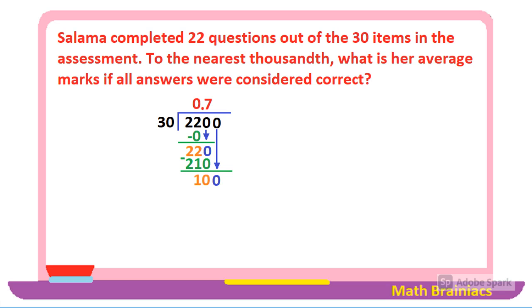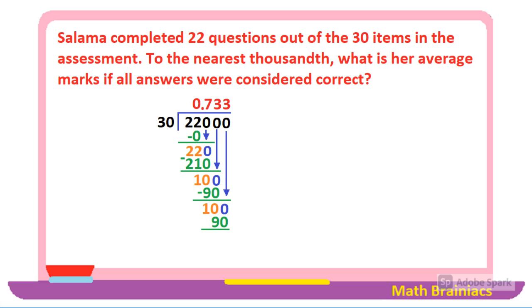We can add 0 on the dividend and we can bring it down so that the 10 will become 100. 100 divided by 30 is 3 and 3 times 30 is 90. 100 minus 90 is 10. We can add 0 again on the dividend and we can bring down the 0 so that the 10 will become 100. 100 divided by 30 is 3 and 3 times 30 is 90.